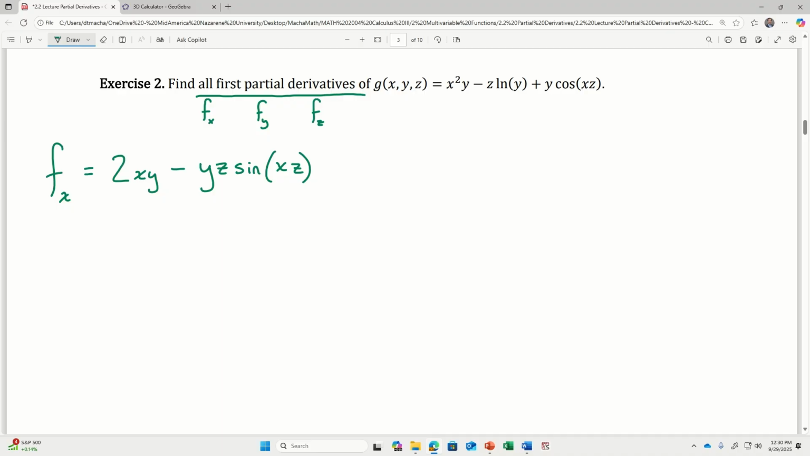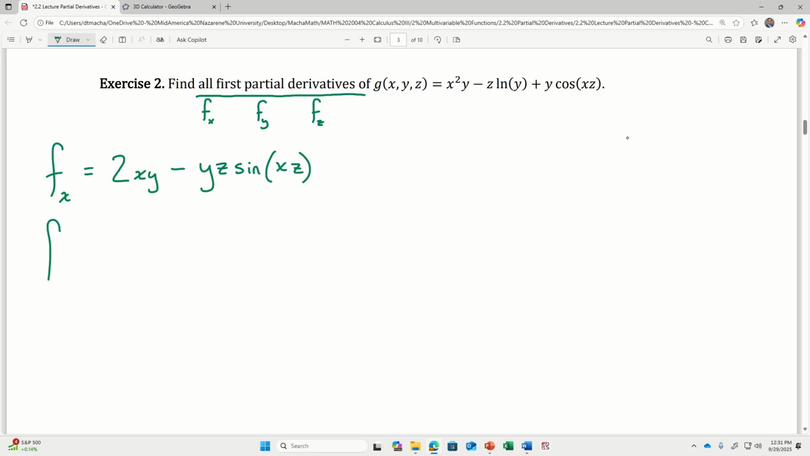In the first term, when I take the partial with respect to x, the y is just a constant, so it just hangs out, right? Derivative homogeneity. And in the last term, the y is just a constant, so it just hangs out, plus derivative of cosine is negative sine, and I have to use the derivative chain rule. And the chain rule says, okay, what's the derivative of x times z with respect to x, pretending that z is a constant, and that would just be z. So the chain rule says I have to also multiply by z there. But that's just how it goes.